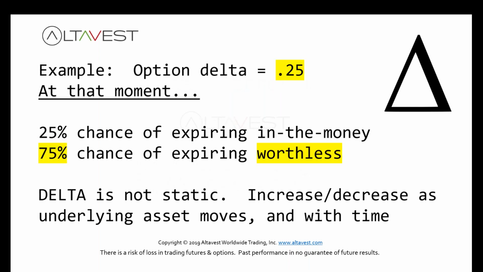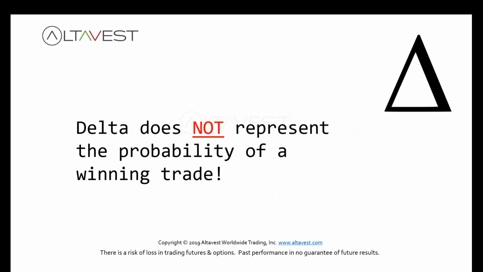Here's an example. 0.25 delta means there's essentially a 75% chance of expiring worthless. So delta is always moving with price and time, and it is not the probability of a winning trade.